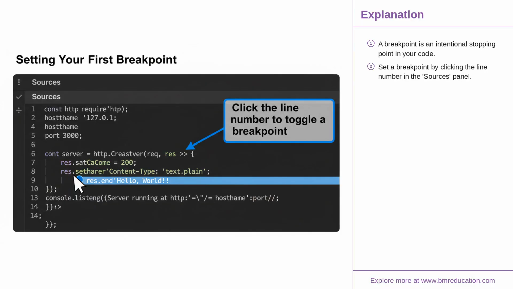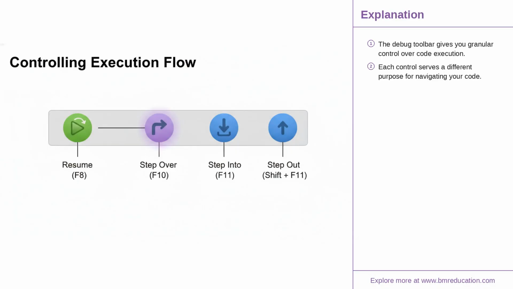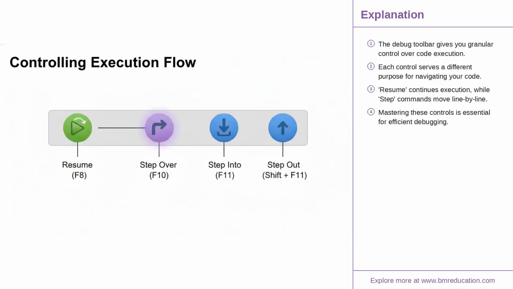The most fundamental action in any debugger is setting a breakpoint. A breakpoint is a deliberate instruction for the debugger to pause execution at a specific line in your code. To set one, simply find the file and line you're interested in and click on the line number. A blue marker will appear. Now, when you run your code and the execution reaches this exact line, it will freeze, handing full control over to you.